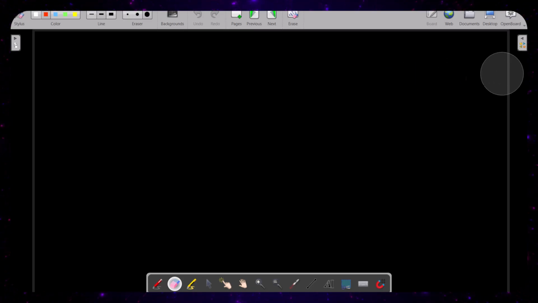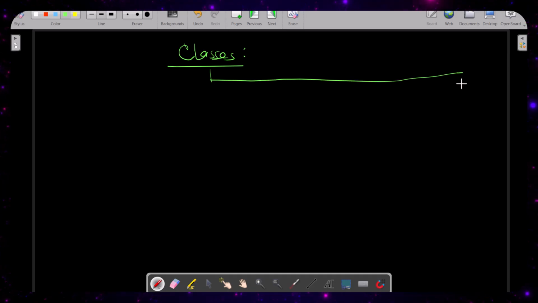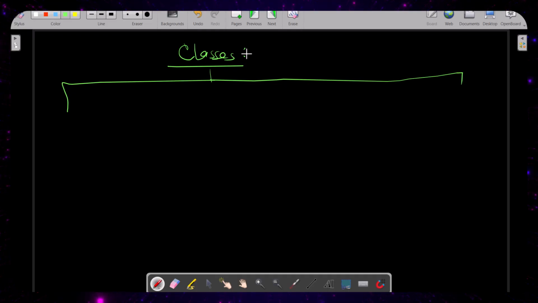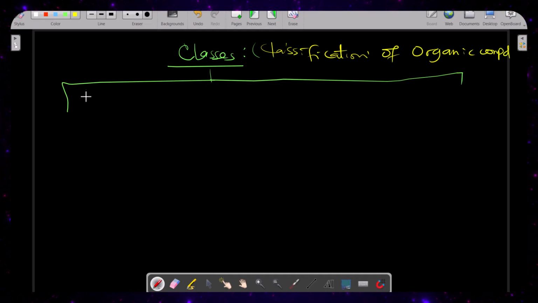Now, organic compounds can be classified into two. I basically classify this organic compound into two, but the person teaching you can also classify it in another way. So let's look at the classes. First, we have the classification of organic compounds, the way I'm going to classify it.